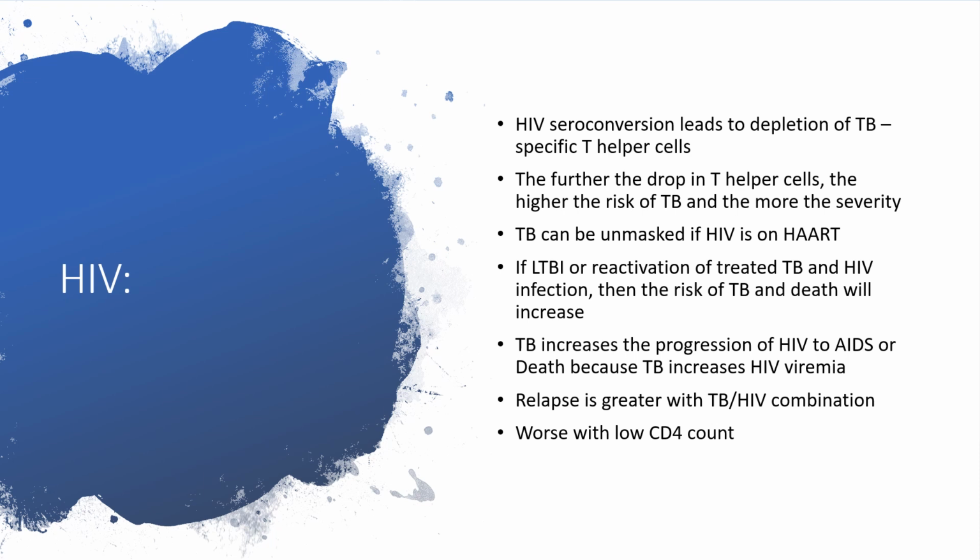And when TB increases the progression of HIV to AIDS, then there will be death because TB will increase HIV viremia. And even TB on its own could cause death. Relapse is greater with TB and HIV combination, of course, for obvious reasons. And the situation is worse for anyone with HIV having tuberculosis when the CD4 count is low. All doctors will agree, because they measure the progression of HIV using CD4 count and some other parameters, but CD4 count mainly.